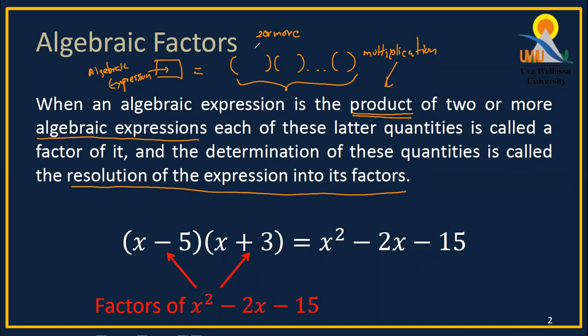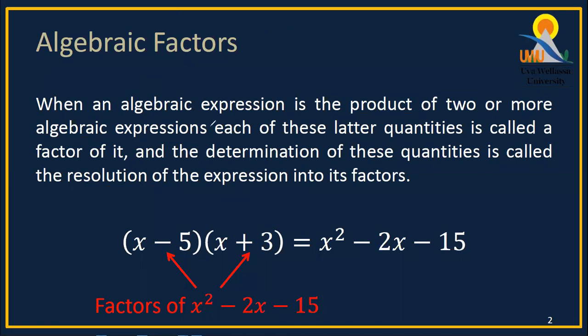Now we will discuss an example. This is the example that we are going to consider, rather than just talking about the algebraic expression. First of all, I will consider the multiplication of two terms. Here you can see that I have a product of x minus 5. Here I have an algebraic expression x minus 5, and it is multiplied with another algebraic expression, x plus 3. Here is the product of x minus 5 and x plus 3.